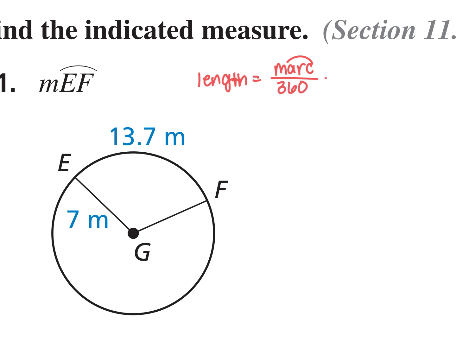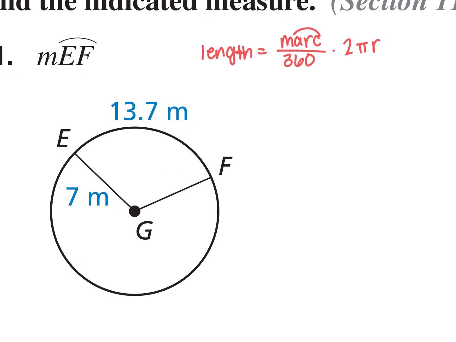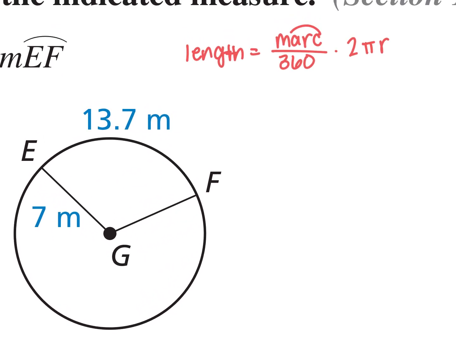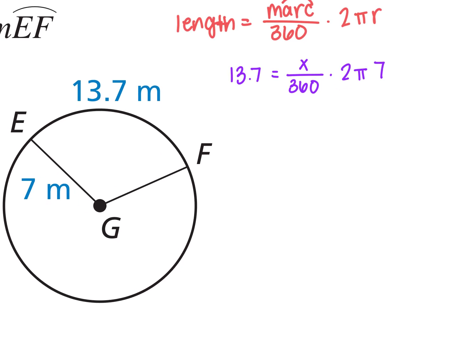Because they're giving me my radius, I'm going to use 2 pi r. If you use diameter, that's fine. You just have to make sure it's pi times diameter and you're doubling the radius. So you could have done 14 pi, which was also fine. All right, so solving this, plugging in what I have, my length is 13.7 equals, I don't know the measure of my arc over 360, times 2 pi times my radius, which is 7. Okay, this is how I'm going to solve it. As long as you have that setup or something like that, that's fine.